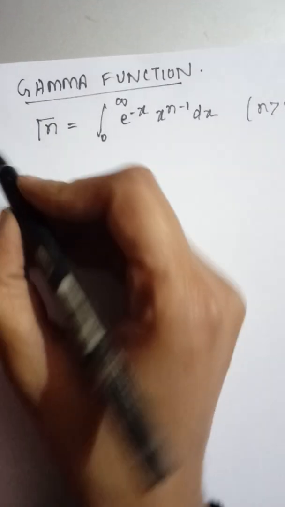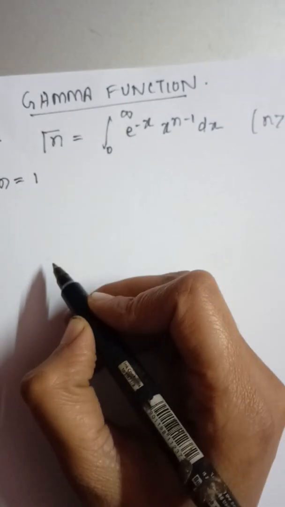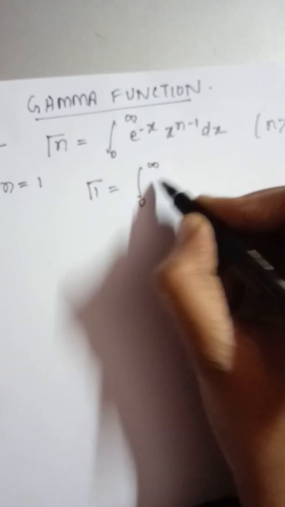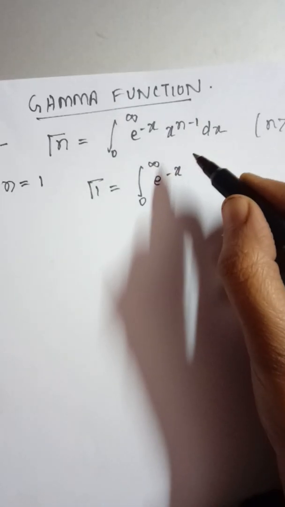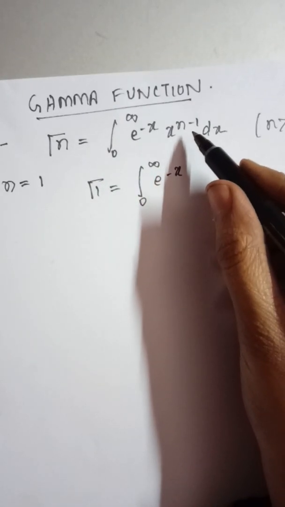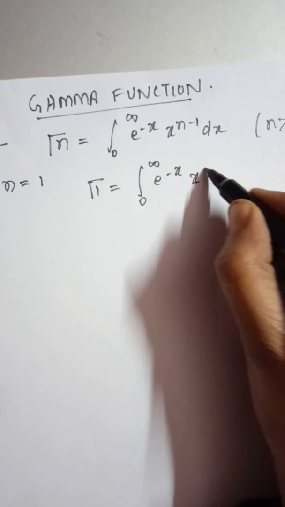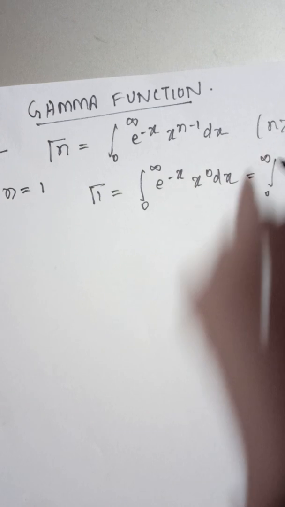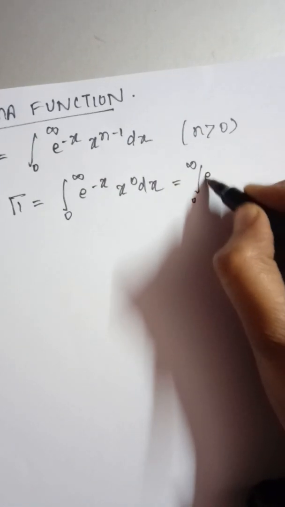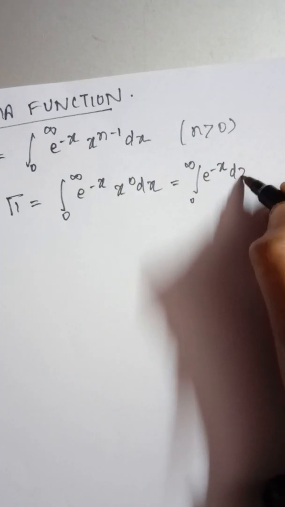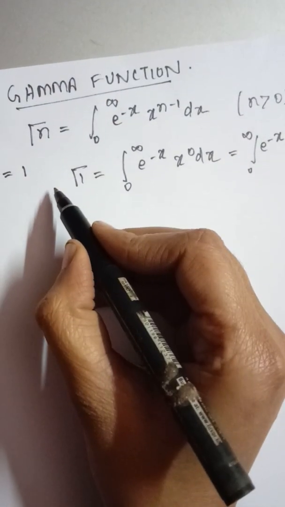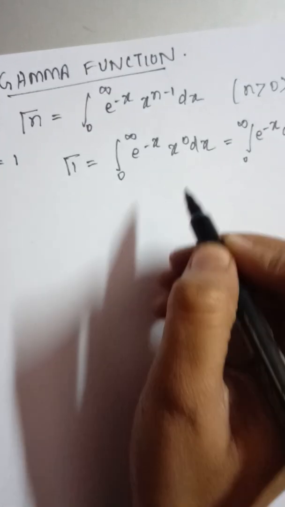Now let's put the value of n equal to 1. And we will get gamma 1 is equal to the integral from 0 to infinity of e to the power minus x, x to the power 0 dx, right? We just have to put the value of n as 1. So we get the integral from 0 to infinity of e to the power minus x dx. When we solve it, we get the value as 1. So we have got the value of gamma 1 is equal to 1, right?